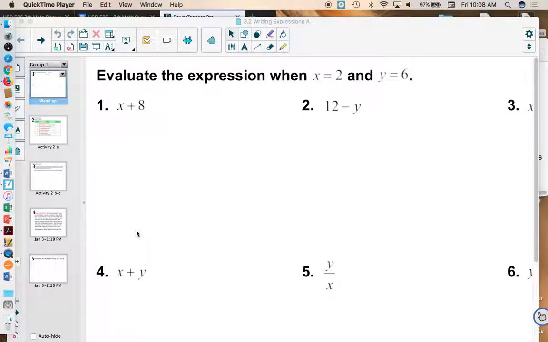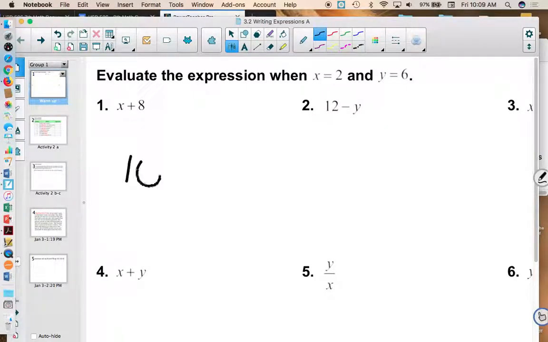Evaluating the expressions. A little bit of a review from what we just got done doing, so everybody should be able to do this one. I'll show you 3 in a minute. Number 1, x plus 8 equals what, Cashton? He says 10. Do you agree with him? Yes. Good, because actually we're saying this, which is true.